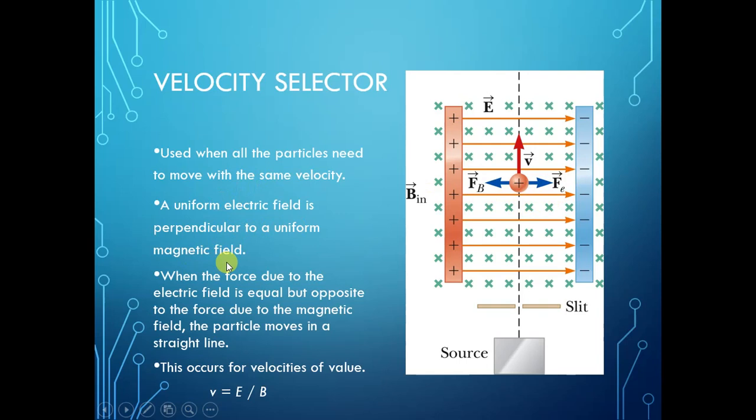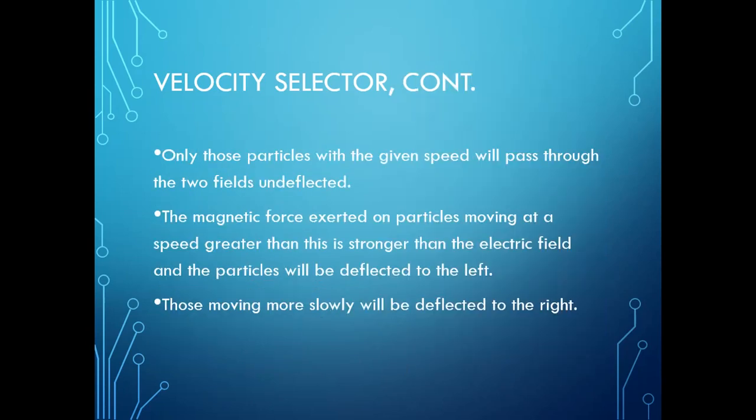So when the force due to the electric field is equal but opposite to the force due to the magnetic field, the particles move in a straight line. The value of velocity is v equals E by B, where E is the electric field and B is the magnetic field. So velocity is directly proportional to the electric field and inversely proportional to the magnetic field.